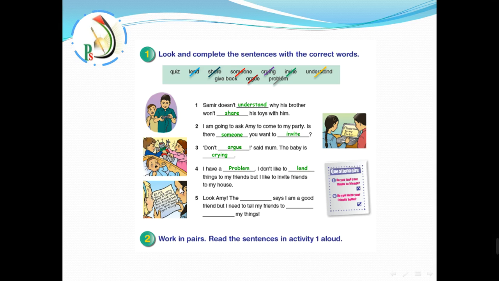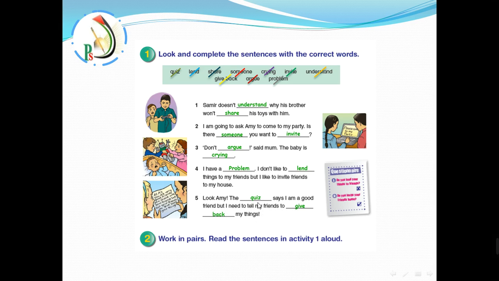Rania and Amy are talking about something here. They are reading it. Look, Amy. The quiz says I'm a good friend, but I need to tell my friends to give back my things. So this is the result of the quiz, and they are talking about the result of their quizzes. So look, Amy, the quiz says I am a good friend, but I need to tell my friends to give back my things.